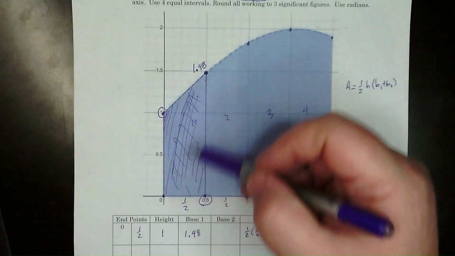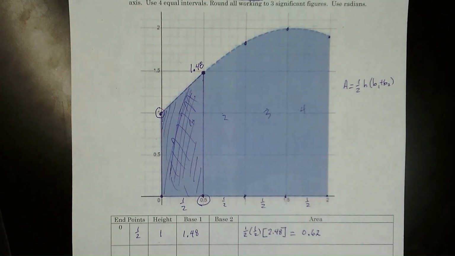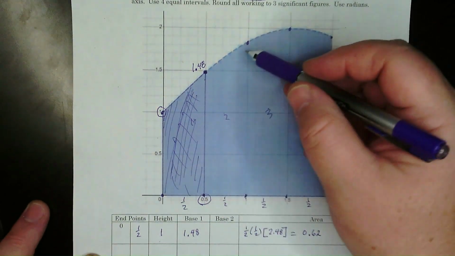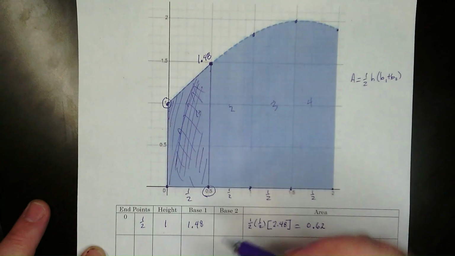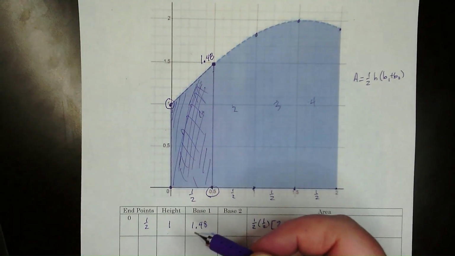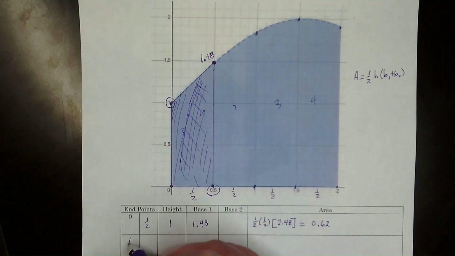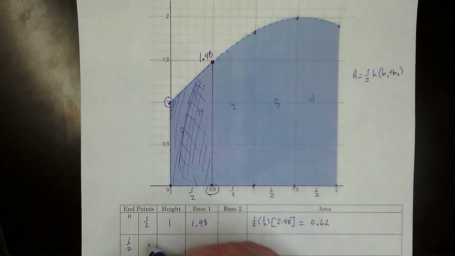There we go, 0.62. That's the first one. So this one right here has an area of 0.62. Let's go ahead and continue on and fill out the rest of these. We know we have to figure out this point right here, but we're going to go ahead and fill out the table. So for the next endpoint, we know that it starts at 1/2 and it goes to 1.